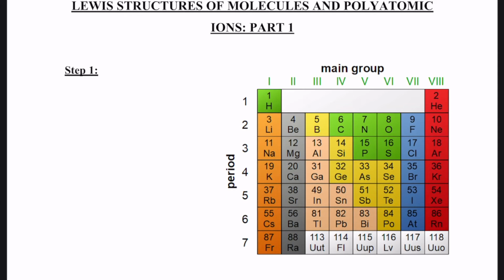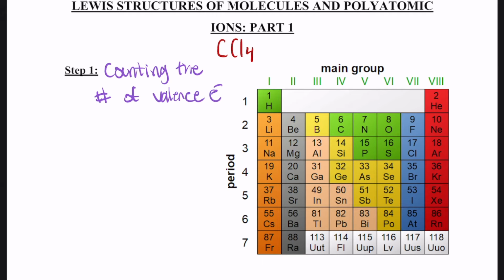So for this video, let's just start off with a simple molecule. Carbon tetrachloride, CCl4. So the way that I like to go about drawing Lewis structures for these simple molecules is first starting out by counting the number of valence electrons in the molecule. Now for these basic molecules, most of them are going to be in the main group, so you can go about finding these valence electrons by just looking at the group number.